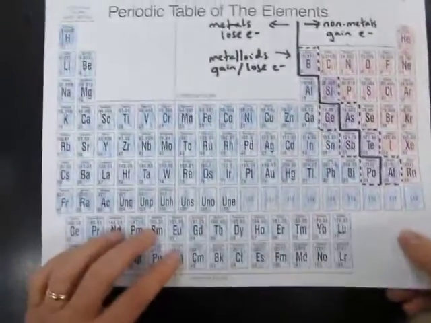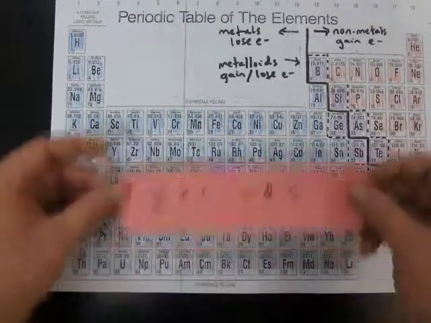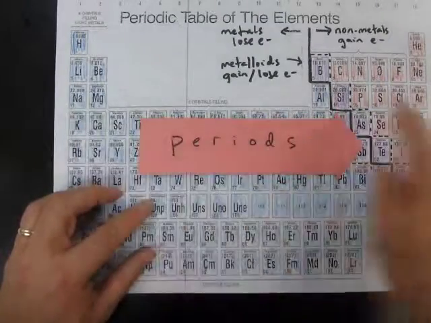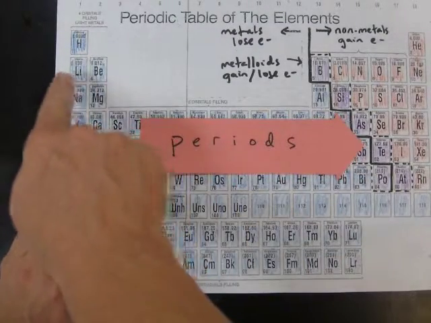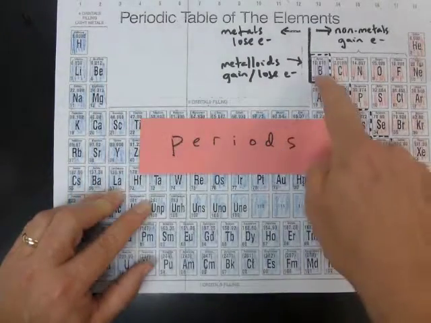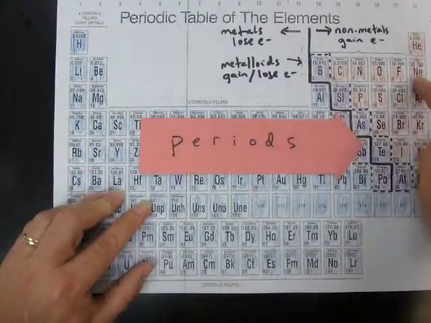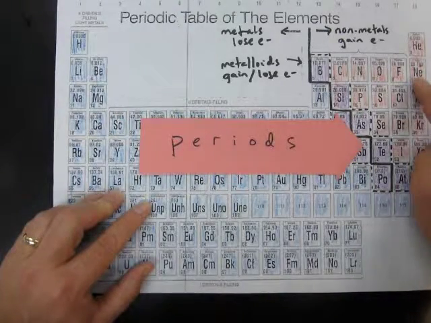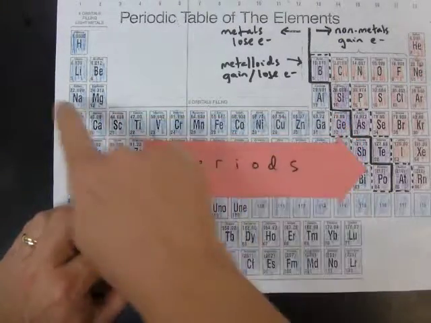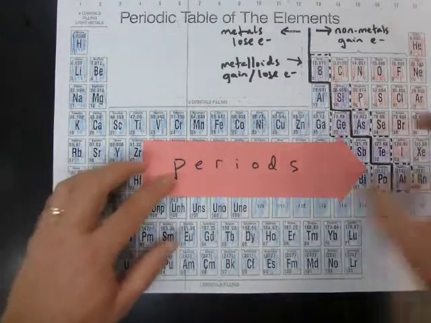So that means, looking at your periodic table, one partner is going to take the elements that are in the same periods. Periods, remember, go across the periodic table. So you would connect hydrogen and helium, lithium, beryllium, boron, carbon, nitrogen, oxygen, fluorine, neon. Connect those to make a line, connecting the elements that are in the same period to look for a pattern.